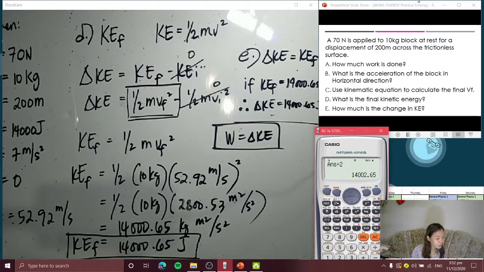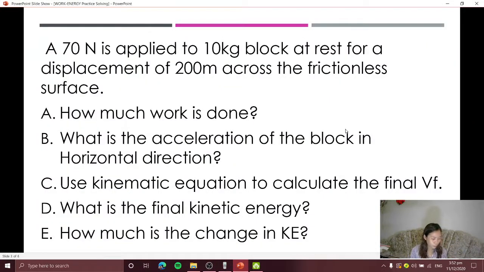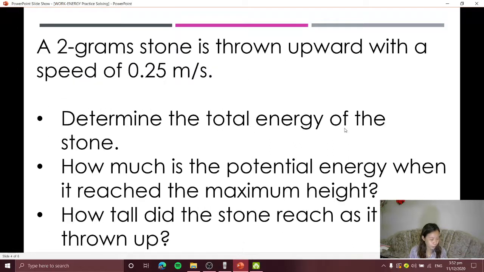Now let us try to solve our second problem. For the second problem, a 2-gram stone is thrown upward with a speed of 0.25 meters per second. So first, we are going to determine the total energy of the stone. Second, how much is the potential energy when it reached the maximum height? Third, how tall did the stone reach as it was thrown up?